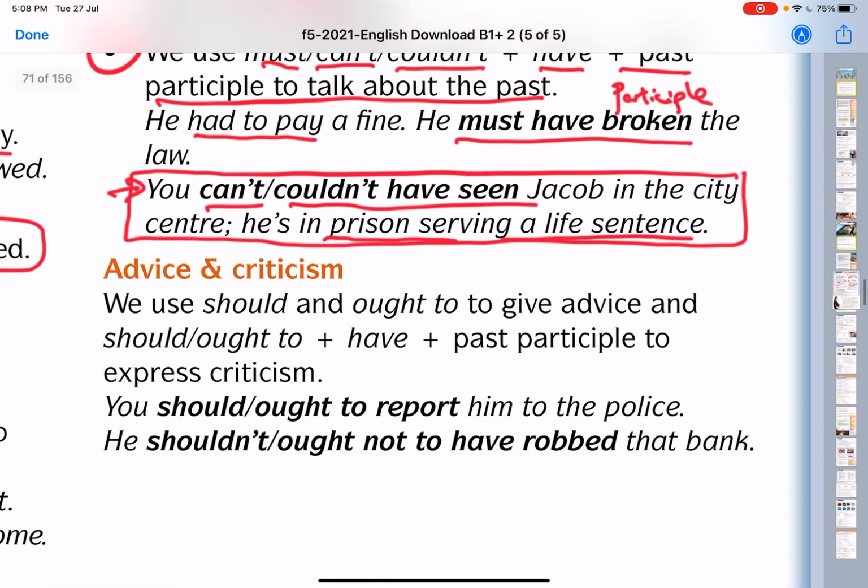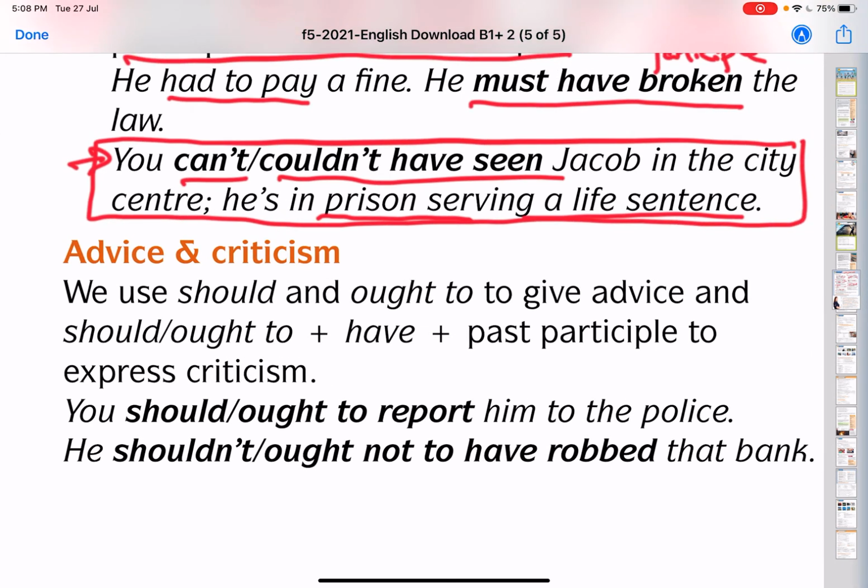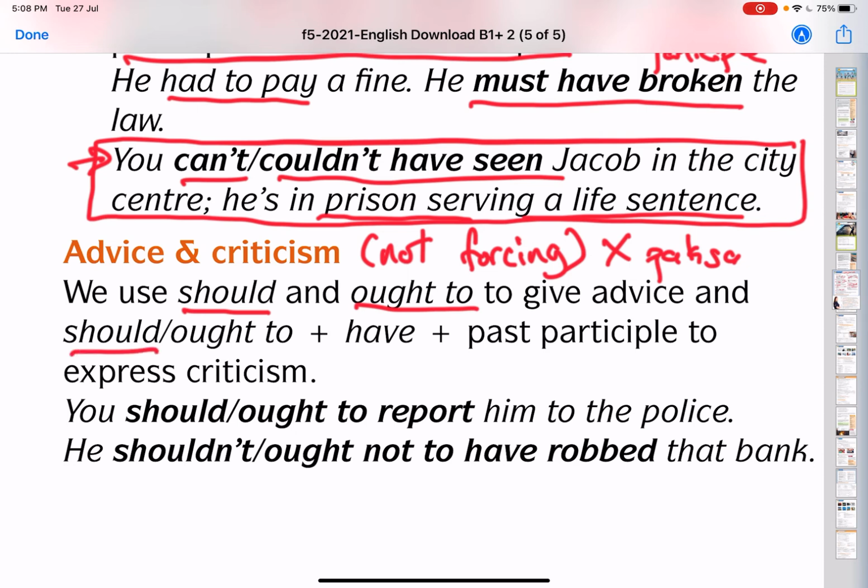Okay, and lastly, when you want to give advice or make criticism, okay, you use should and ought to. Benda yang tak paksa. Okay, you are not forcing. Okay, tak paksa orang tu. Okay, so kamu hanya nak bagi nasihat. Okay, so you should use should or ought to have followed by the past participle to give advice. To give criticism. Just now is to give advice.